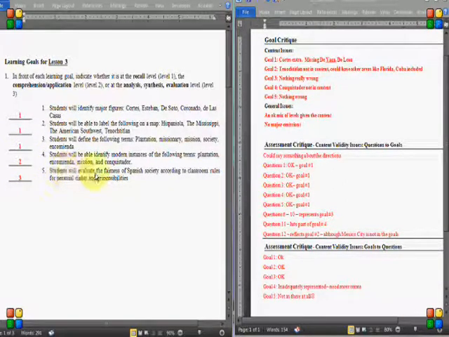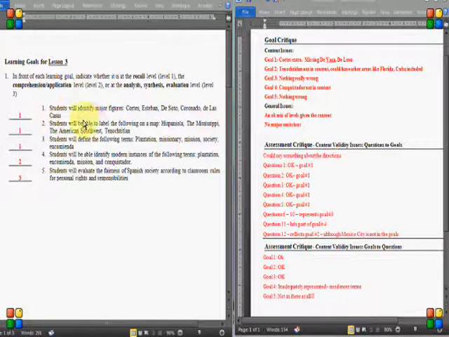The final one, students will evaluate, and evaluate is the key term here, the fairness of Spanish society according to classroom rules for personal rights and responsibilities, is a level 3. Evaluation is part of the evaluation, analysis, and synthesis set that we've called level 3. So this is a level 3 goal. You have to go beyond what's in the text, and it goes beyond mere understanding and application. So that is the first step. I have identified what level each goal is at.